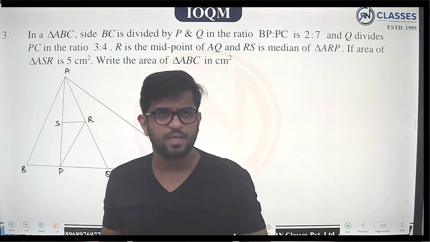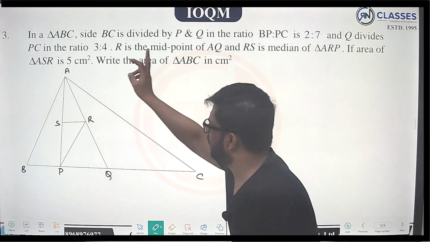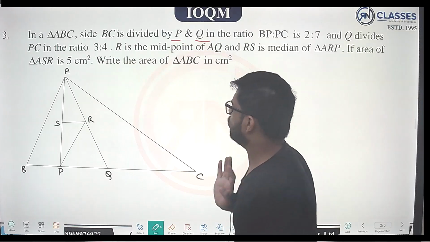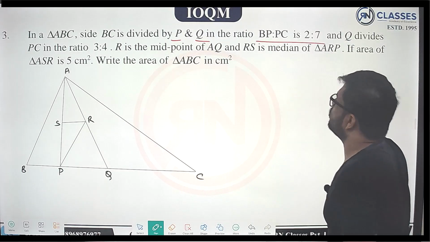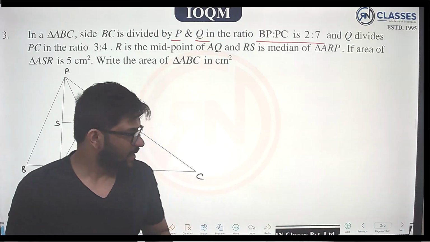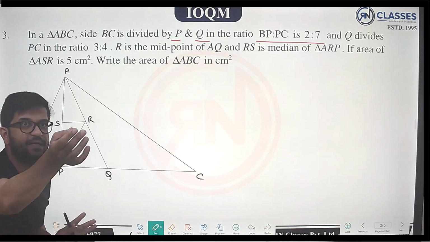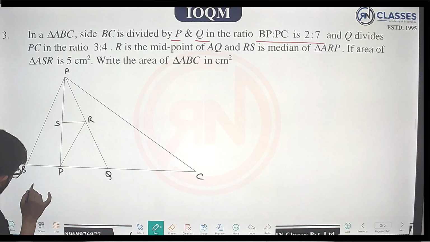ठीक है, ये था क्वेश्चन। तो सबसे पहले ट्राइंगल बना दी ABC और उसने बोला P एंड Q में डिवाइड कर दिया BC को इन द रेशियो 2:7। इसका क्या मतलब बनता है? जो बेस है ना, ये BP और ये टोटल PC, ये डिवाइडेड है जी, ठीक है। किसमें?